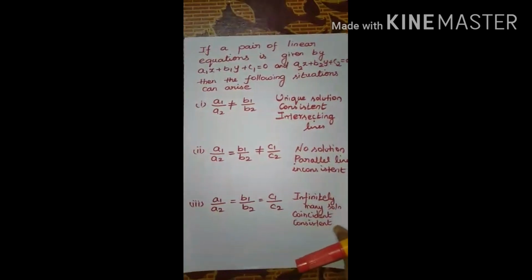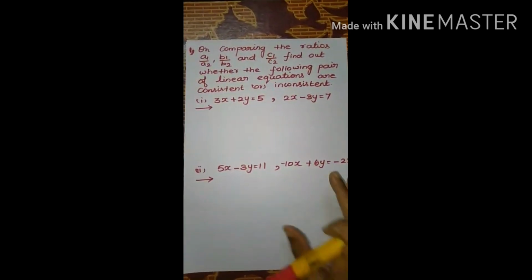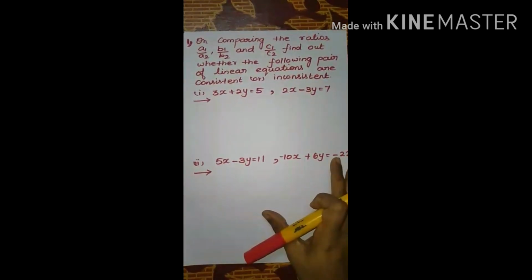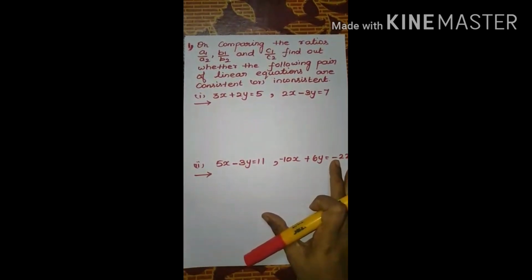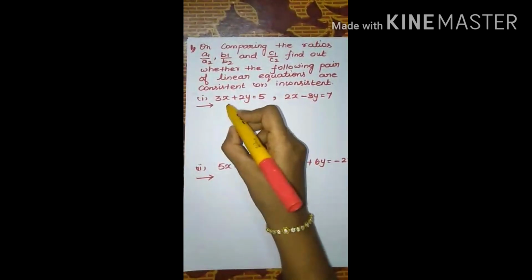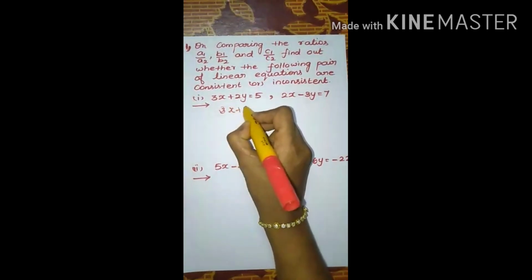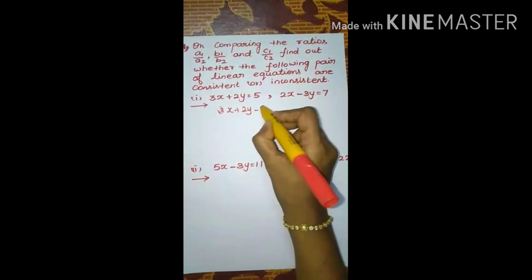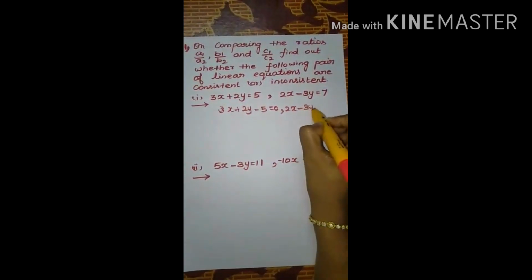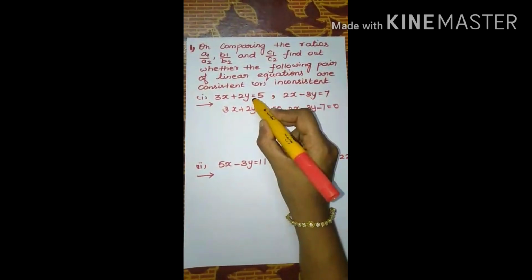Okay. Next one. On comparing the ratios a1 by a2, b1 by b2 and c1 by c2, find out whether the following pair of linear equations are consistent or inconsistent. We have to compare the given two equations. First, we have to write the given equations in correct format. That is 3x plus 2y minus 5 is equal to 0. Next one, 2x minus 3y minus 7 equal to 0. We have to move the RHS value into the LHS.